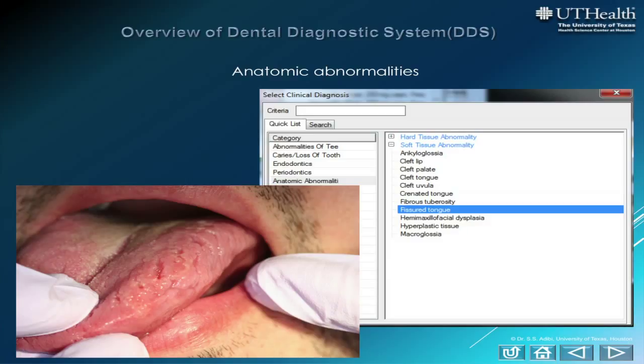Once all these conditions are ruled out, only after thorough medical and history examination can we choose the diagnosis of fissure tongue.